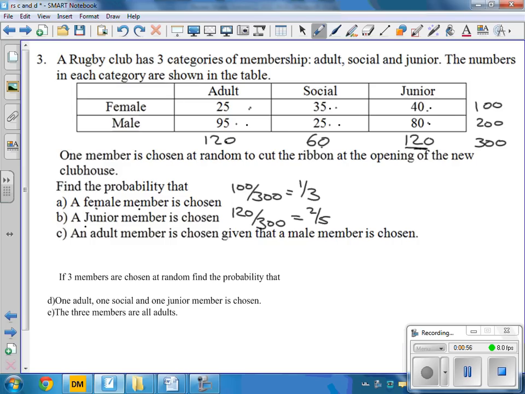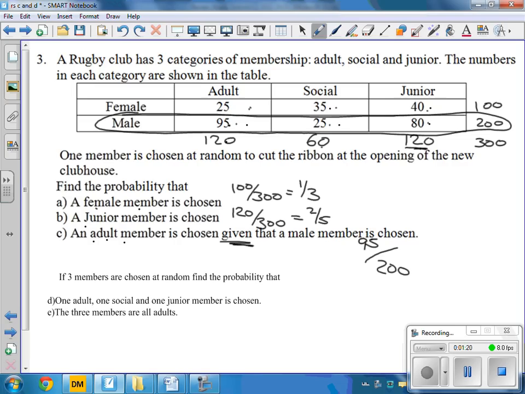And lastly, an adult member is chosen given that it's a male. So we know we're in the males. We can ignore all the females and just take these males here. We're only talking about those. We know there's only 200 of them. So it must be out of 200. And given that it's male, we want an adult. The adults are 95. So I've got 95 out of 200, and that can cancel down with 5s into 19 over 40.